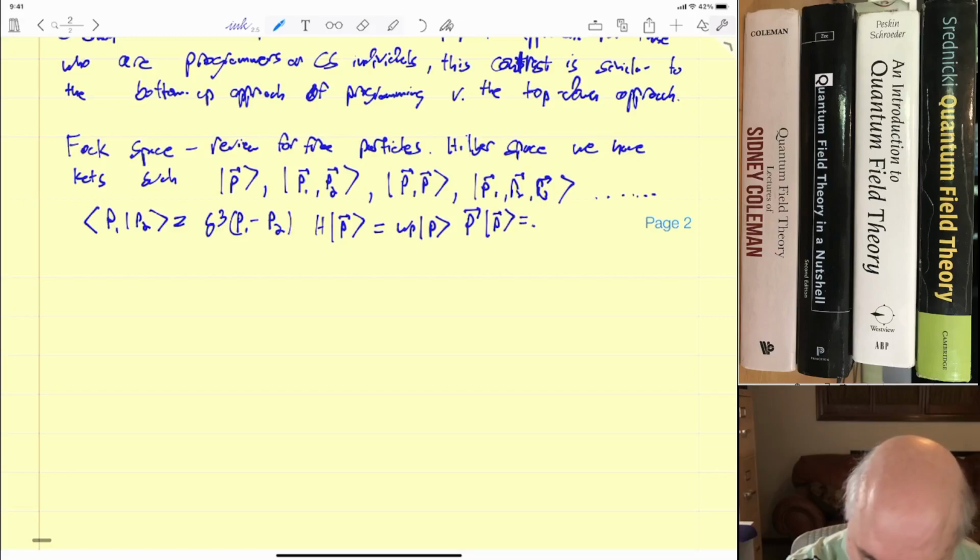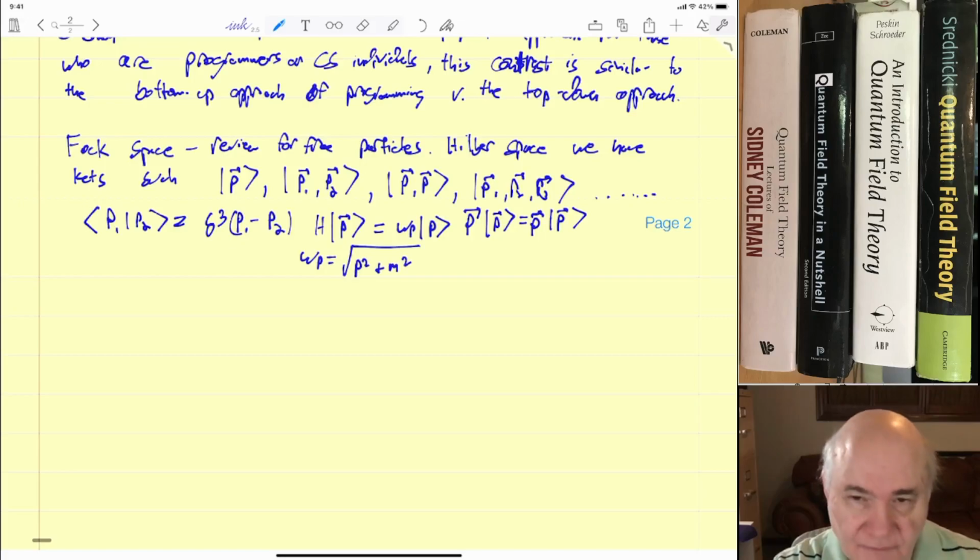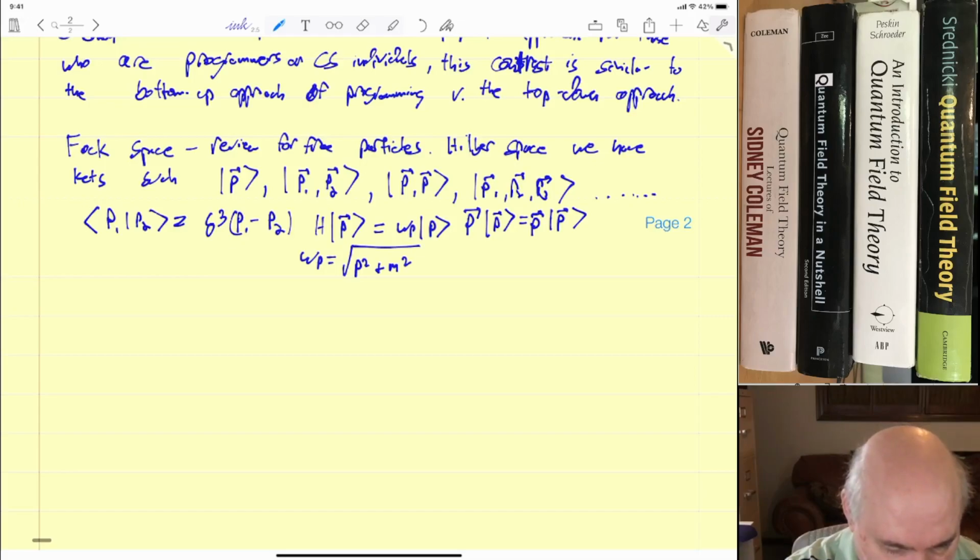and that would give you the momentum acting on P. And again, omega P is forever defined over and over again. It's the square root of P squared plus m squared. If we're working with a theory of several types of particles where they have different masses, we'll have to keep track of which omega is which. But for right now, we're not doing that.